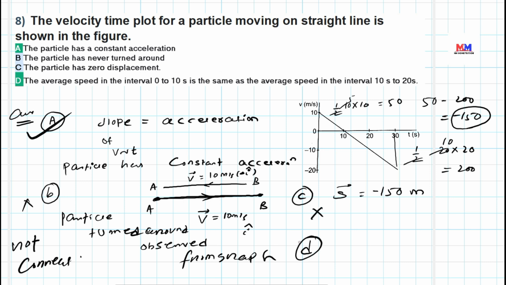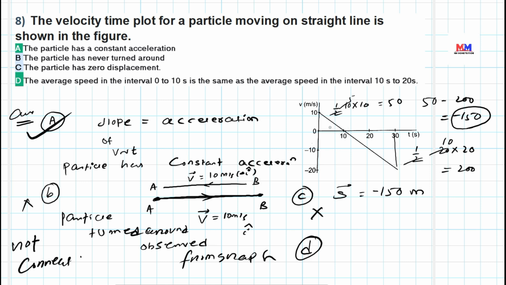Option D, the average speed in the interval 0 to 10 is the same as the average speed in the interval 10 to 20. Average speed is total distance divided by total time. So what is the total distance?